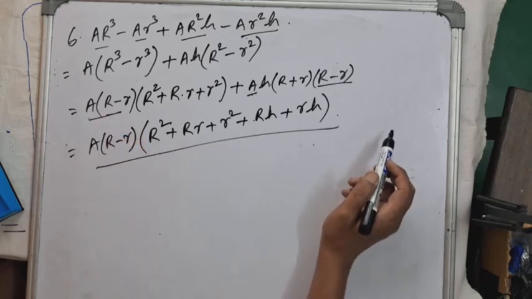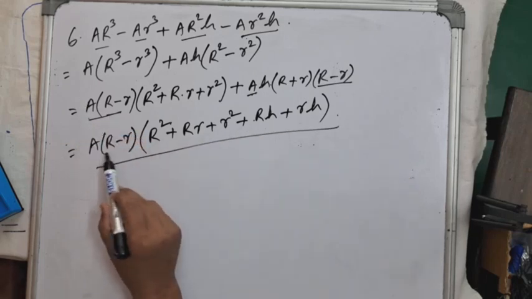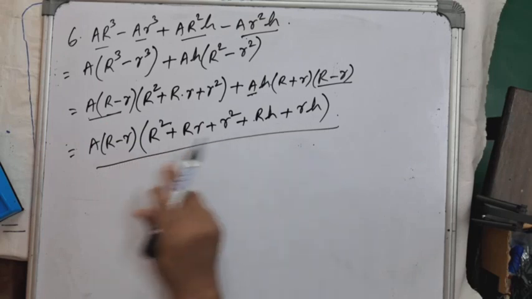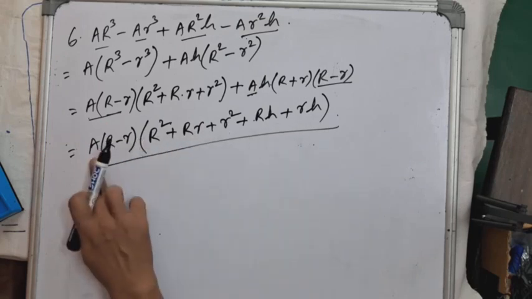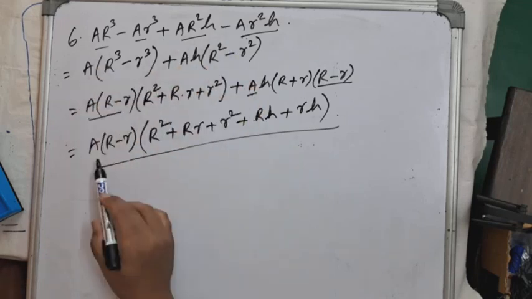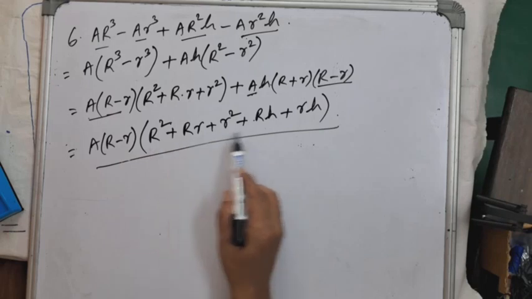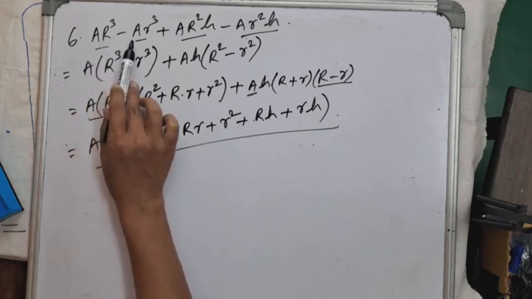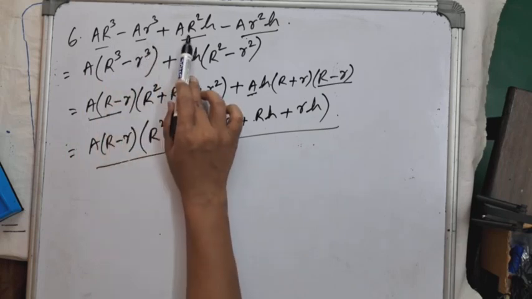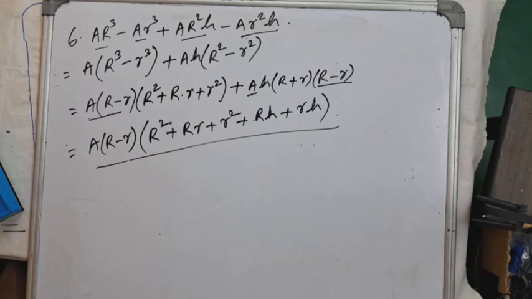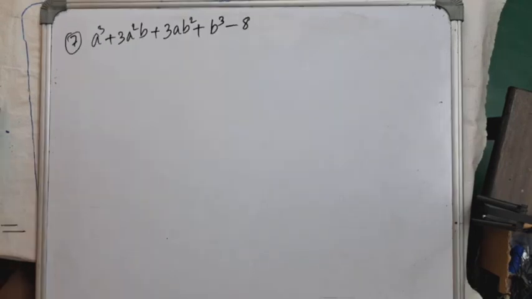This A, R minus r, and this expression, when we multiply all these expressions we get this. So these are the factors, A, R minus r, and these are the factors of this expression, AR cube minus Ar cube plus AR square h minus Ar square h. Let's do question number 7.